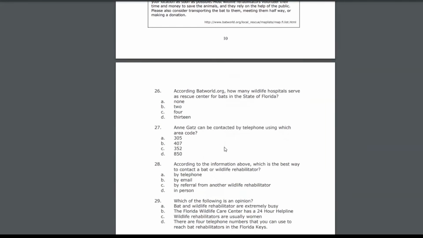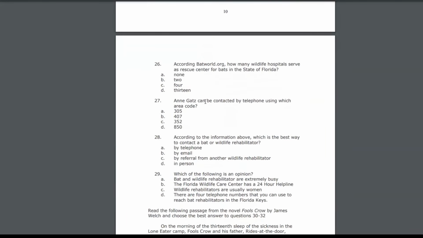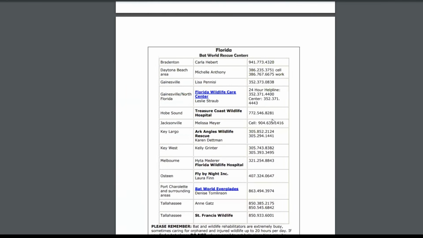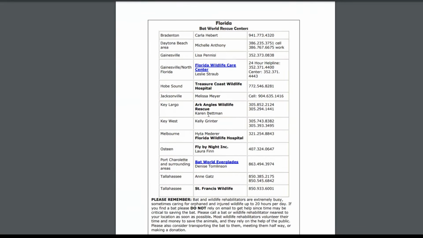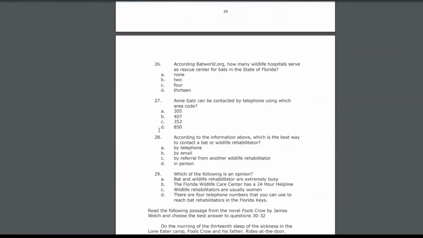All right, 27 says, and GATs can be contacted by telephone using which area code? So we know based on the chart, our points of contact are in the center. First things first, we need to locate Ann. Ann is right here. And then they just want to know what's the area code. So now we're looking at phone numbers. They just want to make sure you know that the first 3 digits of the number are the area code. In this case, it was 850. So that was D.